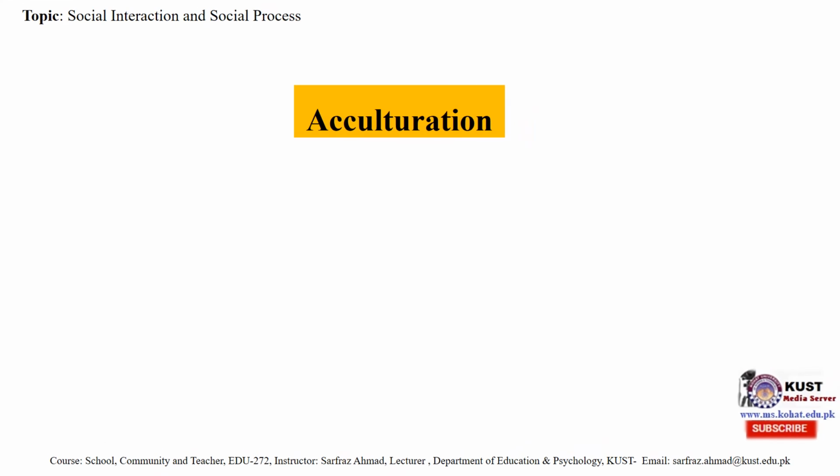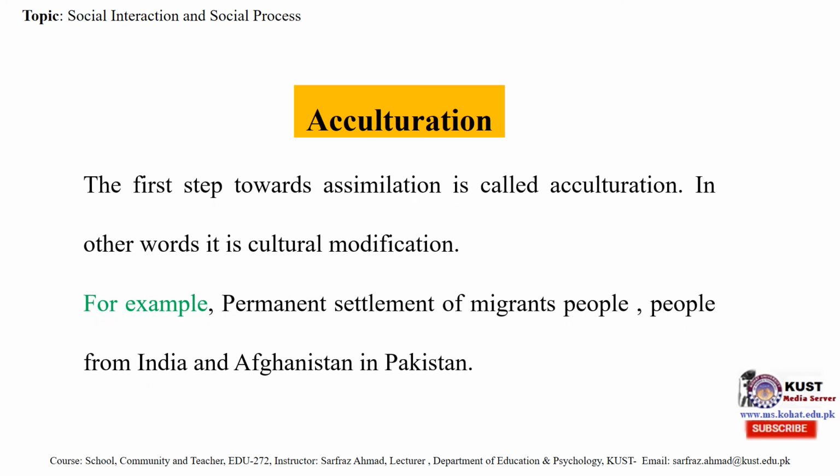Then acculturation. What is acculturation? The definition of acculturation is the transfer of values and customs from one group to another. Japanese people dressing in Western clothing is an example of acculturation. The first step toward assimilation is called acculturation. In other words, it is cultural modification. For example, the permanent settlement of migrant people from India, Afghanistan and Pakistan.